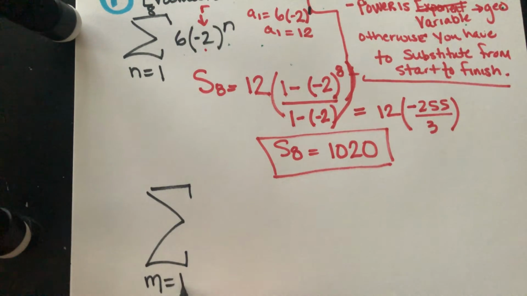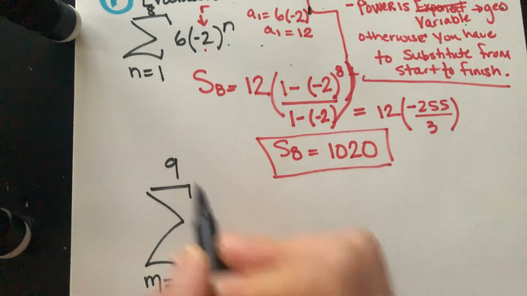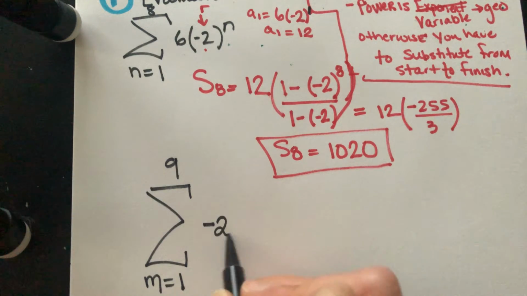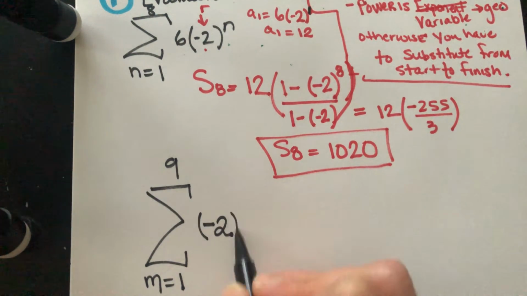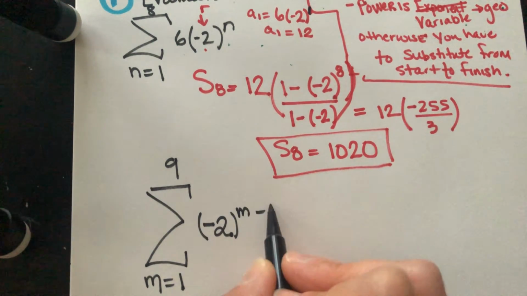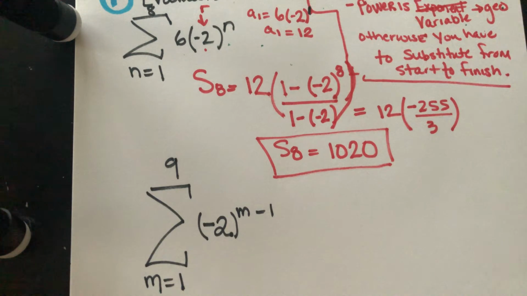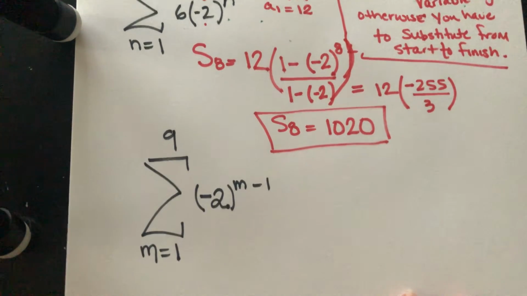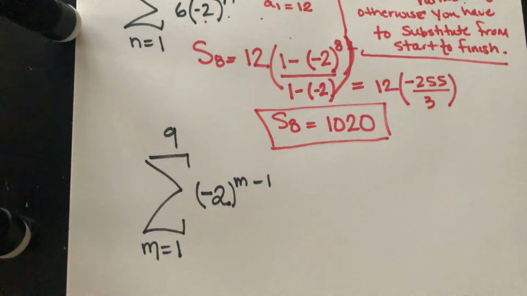We're just going to put an M. We're going to say 9. We're going to say negative 2. M minus 1. Okay, I was just thinking about something.